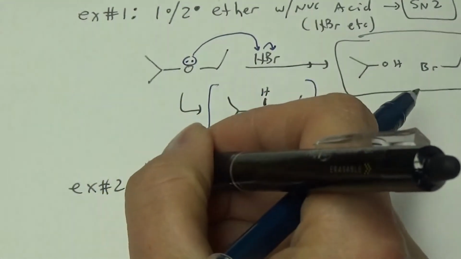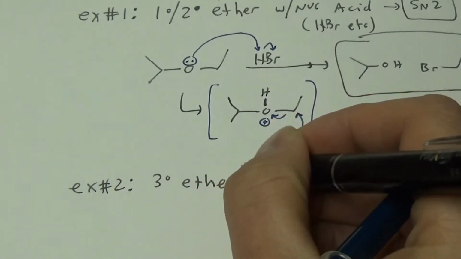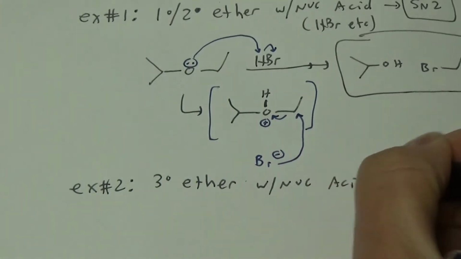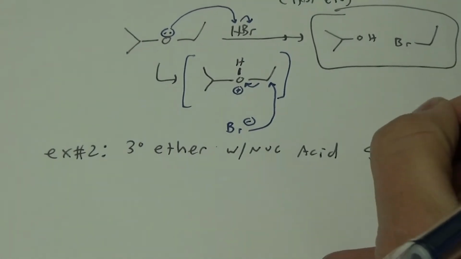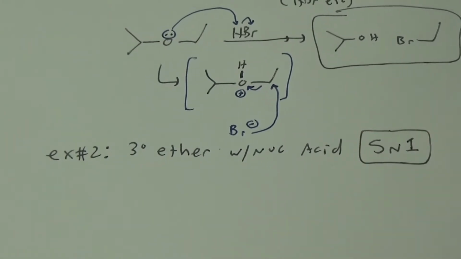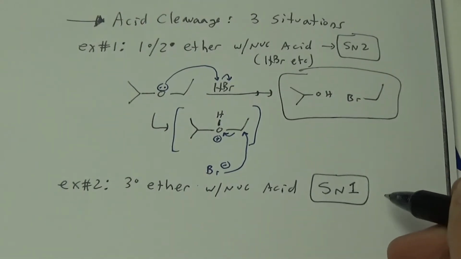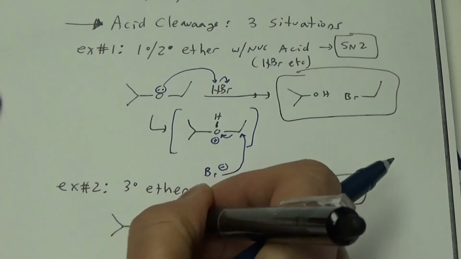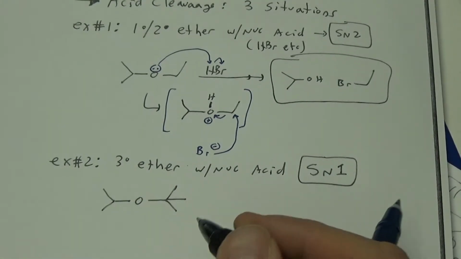If we have a tertiary ether on either side, a tertiary ether with a nucleophilic acid, this can be SN1, not SN2. And by SN1 it implies what? What intermediate do we have with SN1 reactions? Carbocation, right? It doesn't really matter, as long as one side's tertiary this happens. So I'm going to do a secondary/tertiary, for example.